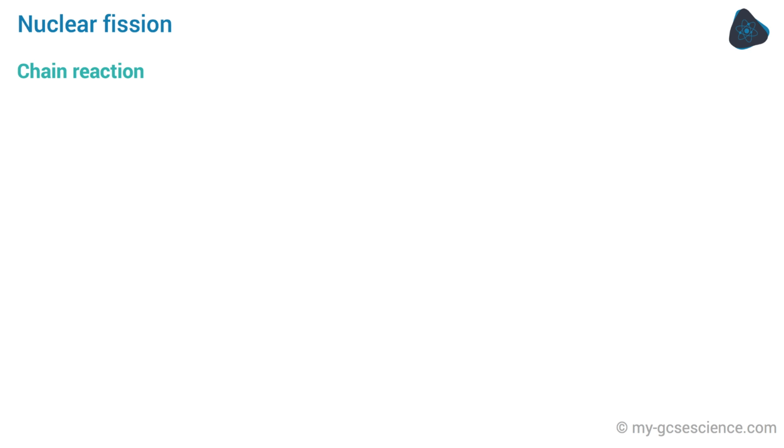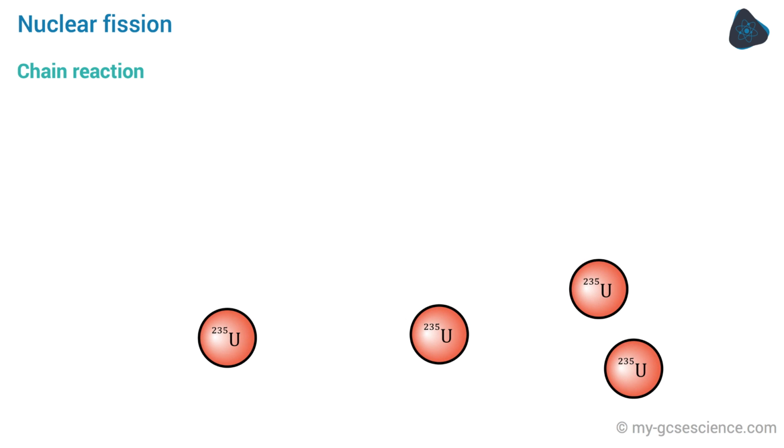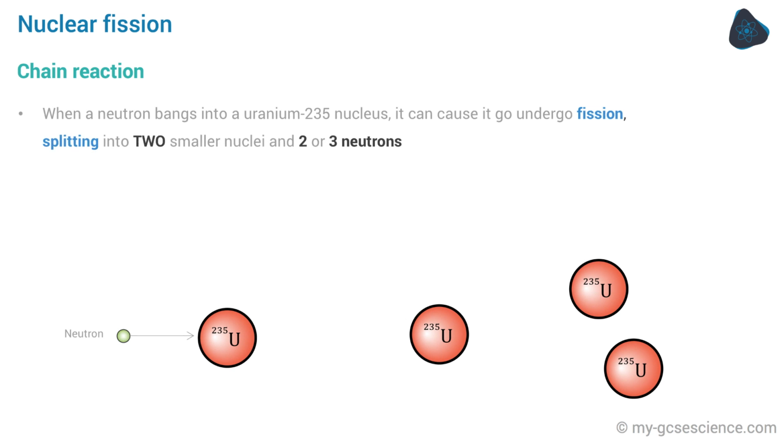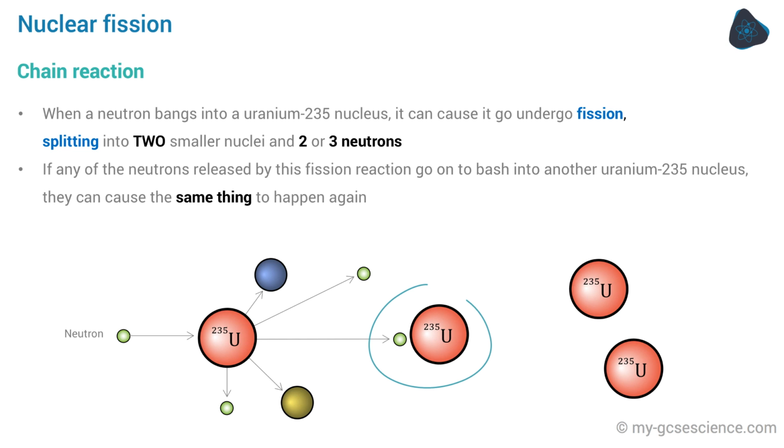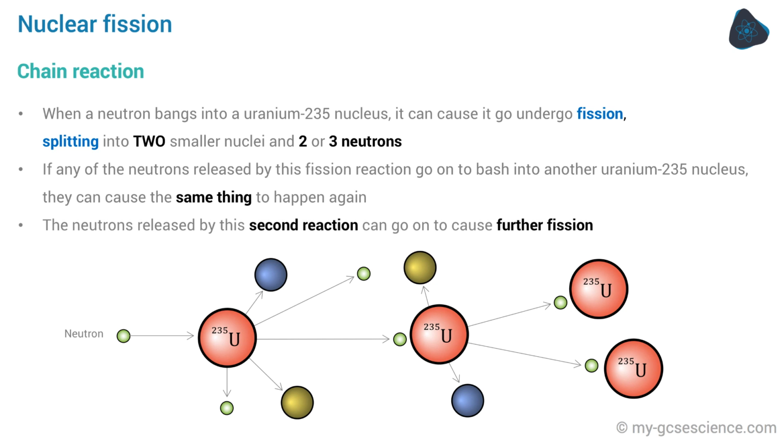So far, we've only looked at what happens when a single uranium-235 nucleus is present, but what happens when we have lots of these nuclei close together? As we know already, when a neutron bangs into a uranium-235 nucleus, it can cause it to undergo fission, splitting into 2 small nuclei and 2 or 3 neutrons. If any of these neutrons go on to bash into another uranium-235 nucleus, they can cause the same thing to happen again. Neutrons released by this second reaction can go on to cause further fission. We call this a chain reaction.